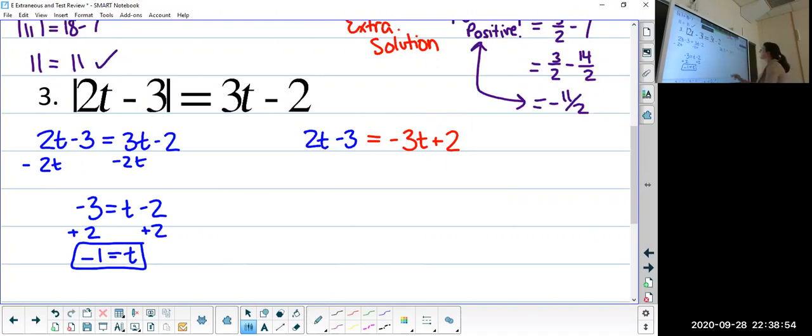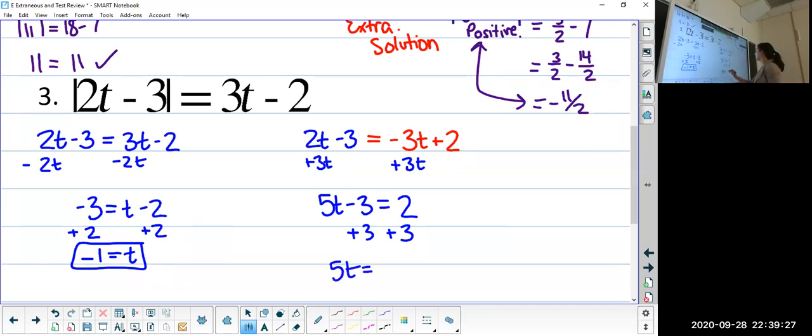Going to repeat the process over here. And you know what, actually, I'm going to do something a little bit different. I can go through the exact same steps, or I can change it to better suit this specific problem. So I'm going to instead add 3t and then add 3. Now, you don't have to do this. I'm just trying to demonstrate that there are multiple ways to solve these problems, and this is an alternate way.